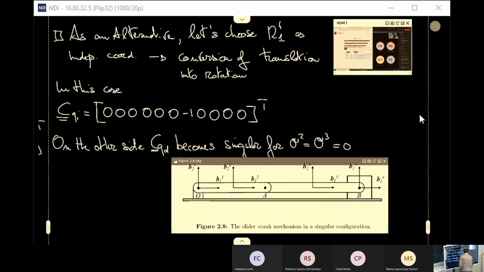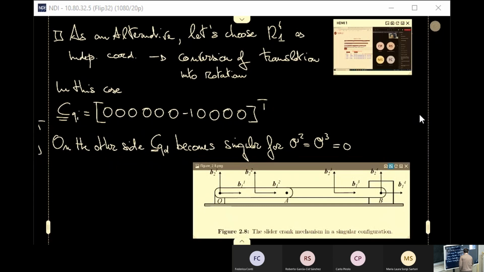This is it. θ2 and θ3 are now 0. What happens if you try to slide the mass from left to right? Can you actually convert it to rotary motion? No. That's a singular configuration. This is called singular configuration. And that's why CQD cannot be inverted.